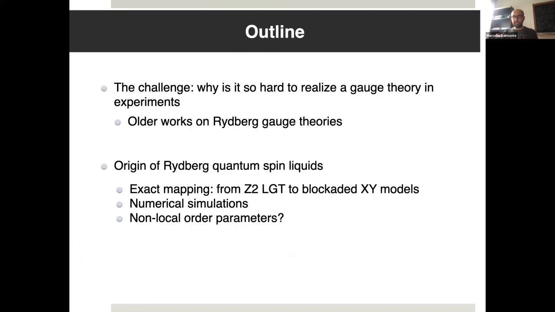So the outline that I propose is the following. First I will tell you why this is a challenge, and actually the challenge is a history of a failure, a failure that I was also involved in. I think it's interesting because it gives us a feeling of how difficult it is to actually understand the relation between potential experimental realization and lattice gauge dynamics. In particular, I will tell you about older works in Rydberg gauge theories. And then I will tell you instead the set of new results.